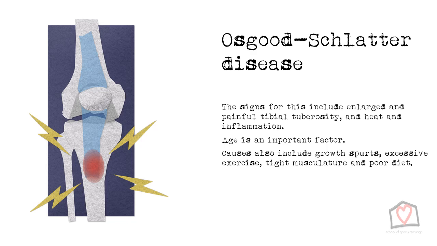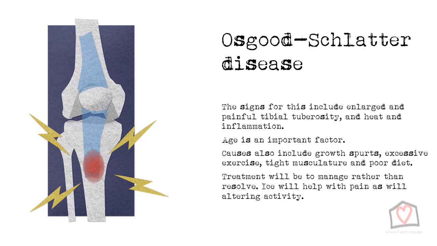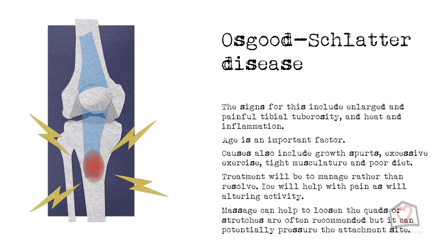Possible causative factors are growth spurts, excessive exercise, tight musculature, and poor diet. This is another one that can be treated, probably more to manage the condition than to completely resolve it. Ice on the tuberosity will help with the pain and looking at how the client can change their activity but still keep doing it. Massage can help to loosen the quads and often stretching is recommended, but it is hard to stretch very tight muscles and can potentially put pressure on the attachment site.